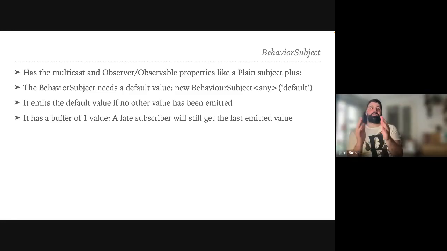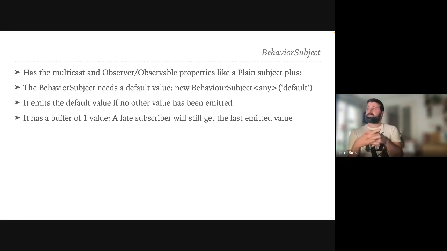And imagine that another subscription comes into play. What value will that second subscriber get? 30 again, okay? And here comes the cool part. If the behavior subject now emits 60, both previous subscribers will now receive the value 60. So they keep updating.